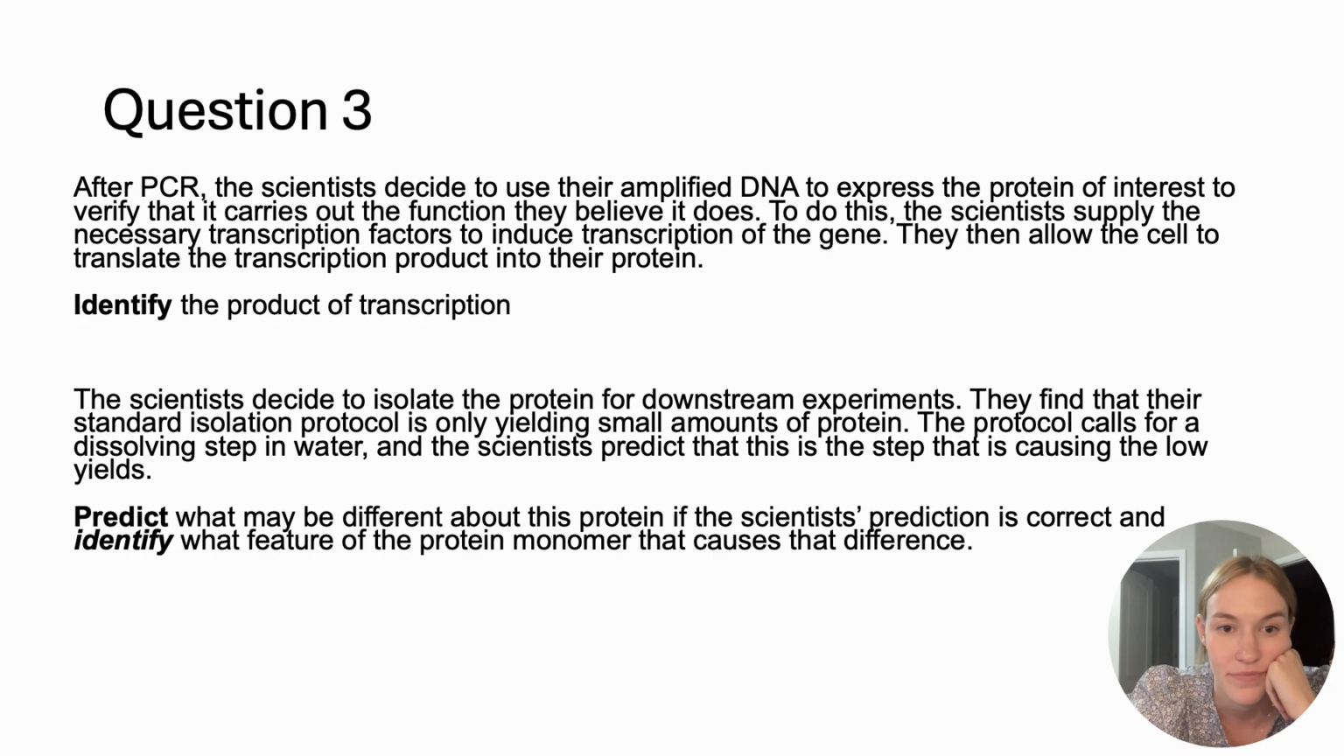Okay. The next question, again, relates to that idea, right? So after PCR, the scientists decide to use their amplified DNA to express the protein of interest to verify that it carries out the function they believe it does. To do this, the scientists apply the necessary transcription factors to induce transcription of the gene. They then allow the cell to translate the transcription product into their protein.